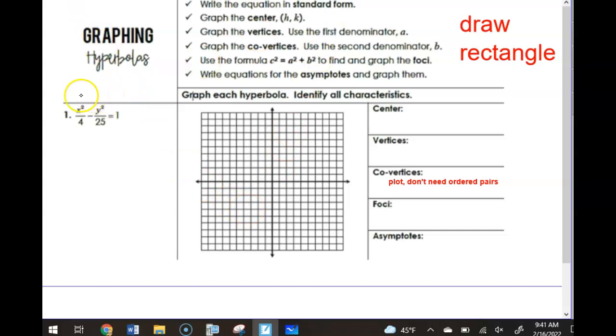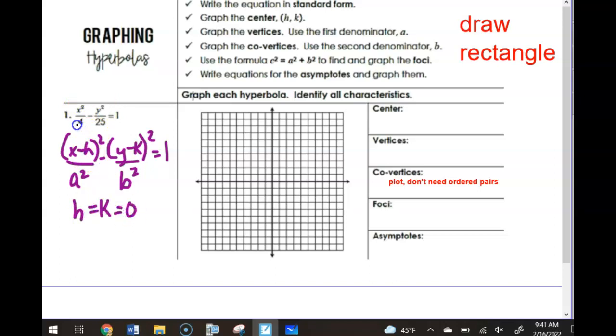All right, so this first one, h and k would be 0, because if you were writing x minus h squared minus y minus k squared equals 1 over a squared and b squared, there is no parentheses up top, so h and k are both 0. Anybody tell me what A and B are? Yep, A squared is 4, so A is 2. B squared is 25, so B is 5.